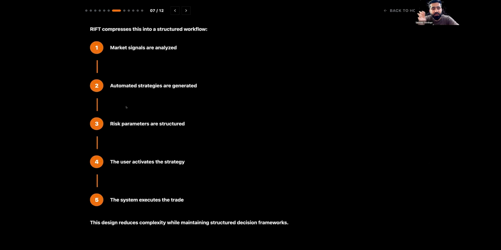So it is altogether different from the traditional workflow patterns on Binance, on Bybit, on MEXC, on different centralized exchanges, on different decentralized exchanges. It is entirely automated. There is a very strict trading discipline which Rift follows.